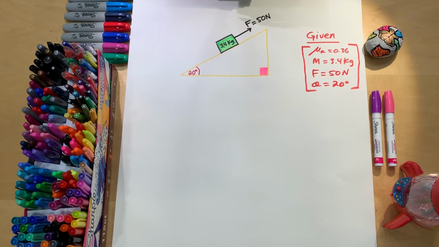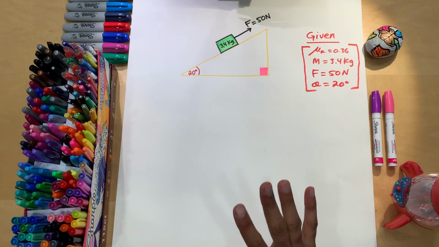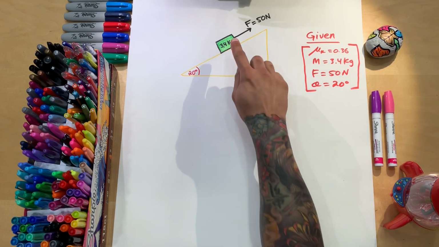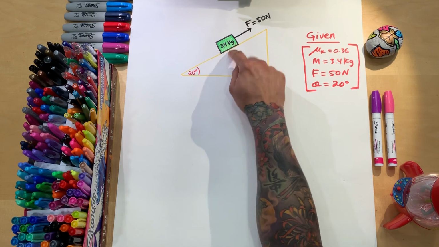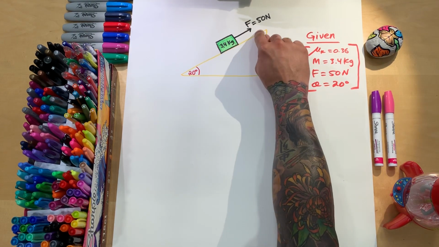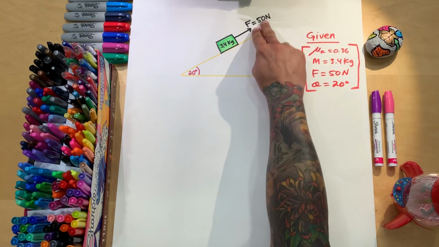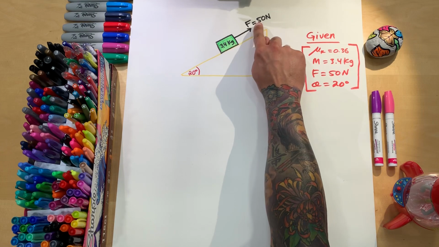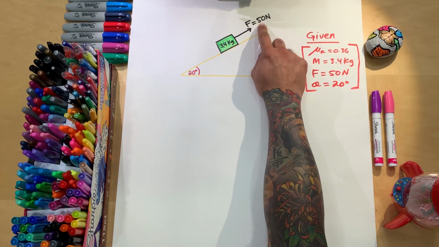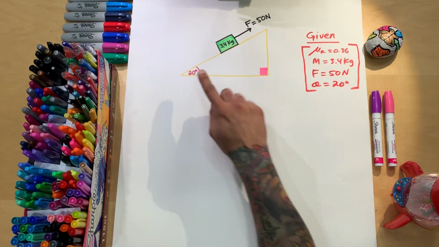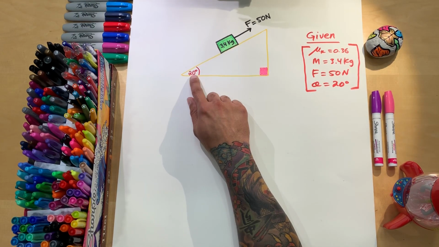Okay, so continuing on the series, we have a wedge or ramp with a mass on it, and the mass is being pulled by a rope. Someone is pulling the rope or someone is towing something. It's being pulled up in this direction by a force of 50 newtons, at a 20-degree angle.